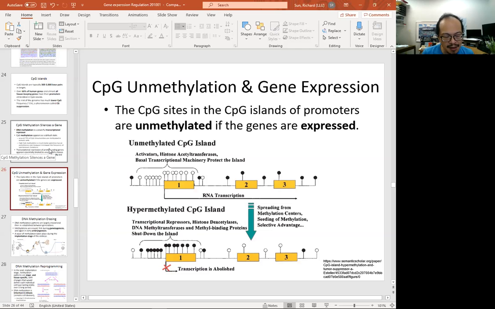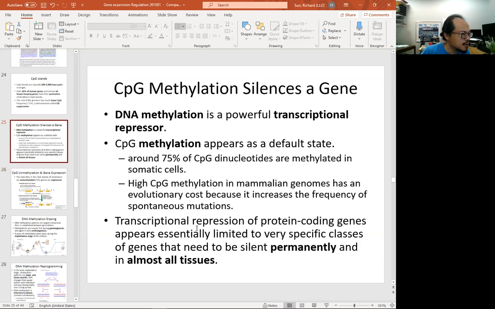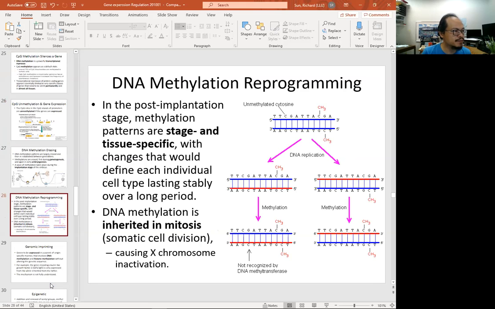So you can get the idea that this DNA methylation causes this gene to be suppressed, and that decision can carry over to their own daughter cells. That's right here. The transcription repression of these protein-coding genes is permanent, and then it can affect all the tissue. It means that it can carry over. Let's see this one here.